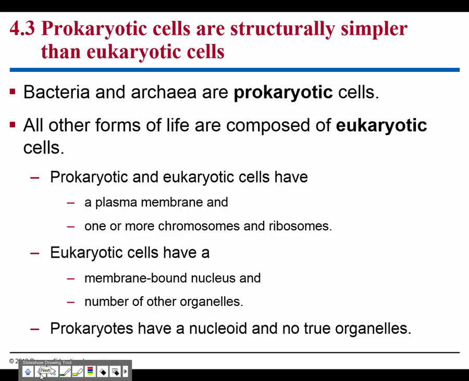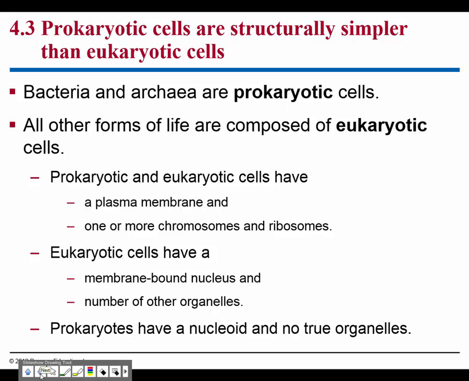So bacteria and archaea are prokaryotic cells, and all other cells are eukaryotic. You're going to need to know the difference between these cells and be able to identify the difference between these cells for the test. Prokaryotic cells have a plasma membrane, one or more chromosomes, and ribosomes. Eukaryotic cells have a membrane-bound nucleus and a number of other organelles.